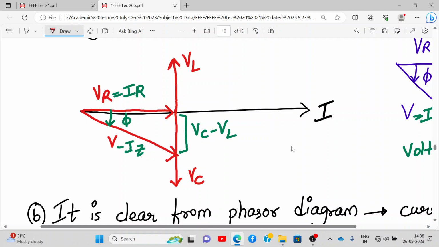Okay? You understood why VL will come up and VC will come down? You should remember current lags behind the voltage in an inductive circuit, and in a capacitive circuit it leads the voltage. Got it? And why is V coming down? Because VC is greater than VL. And we want the difference VC minus VL now.